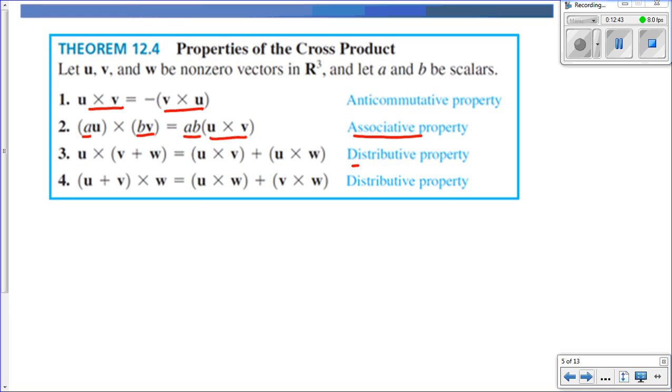We have a distributive property on the left using a cross product over a sum. So u cross the sum v plus w would be the same as u cross v plus u cross w. Likewise, we have a right multiplication for the cross product for the distributive property, whereas if you have a sum u plus v cross w, that's equivalent to u cross w plus v cross w. So we'll use these properties to find equivalencies in using i, j, and k in the next section.